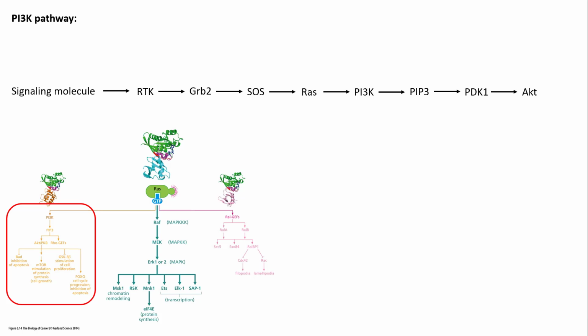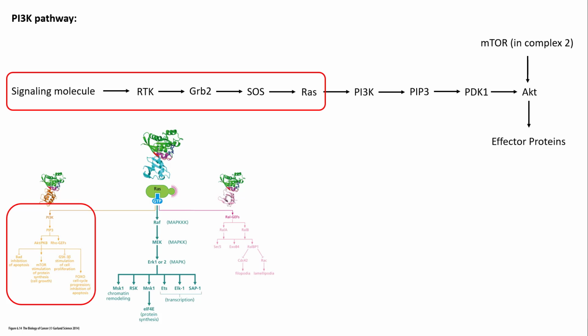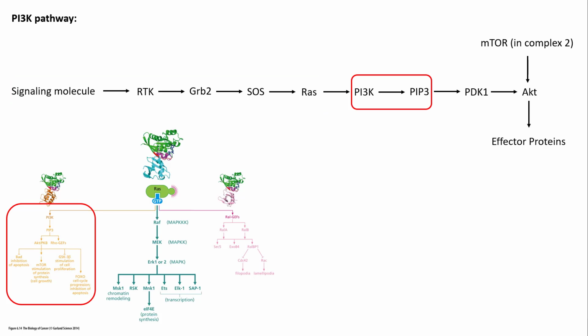PDK1 will go on to partially activate AKT, and mTOR complex 2 will fully activate AKT. And AKT will go on to activate effector proteins downstream of this pathway. The first initial part of signaling molecule activating RTK, activating GRB2, GRB2 activating SOS, and SOS activating RAS is something that we covered previously, and that will remain unchanged for this pathway. We're going to look initially at PI3 kinase activating PIP3.